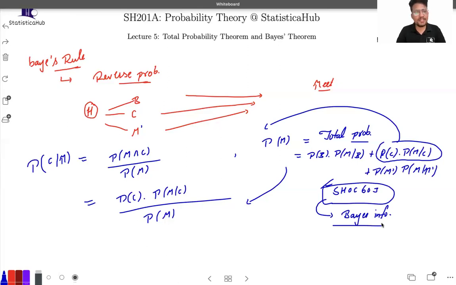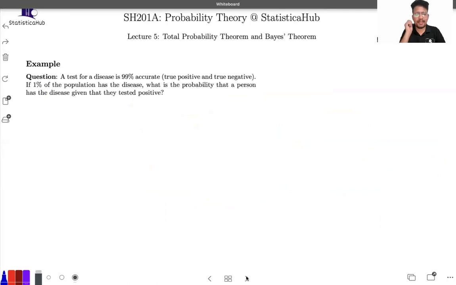Okay. So that is about the Bayes theorem. I hope you are able to understand. Moving ahead. Again, we are having some sort of example. Let's try to have a look at this example.